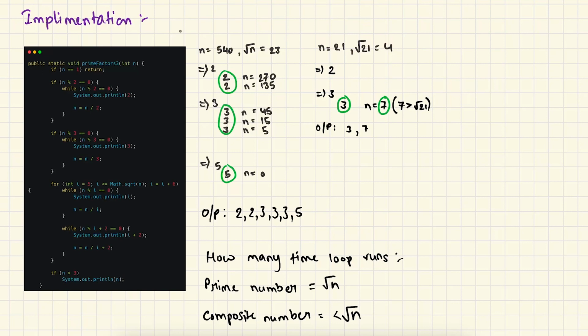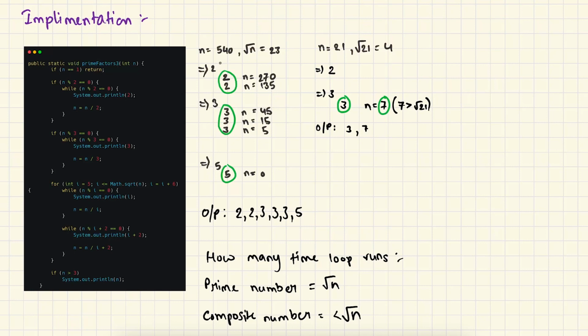So let's dry run this program. Let's say the value of n is 540. So the square root of 540 is 23. So the execution begins from the first line. The value of n is 540. So we continue to our first if condition.